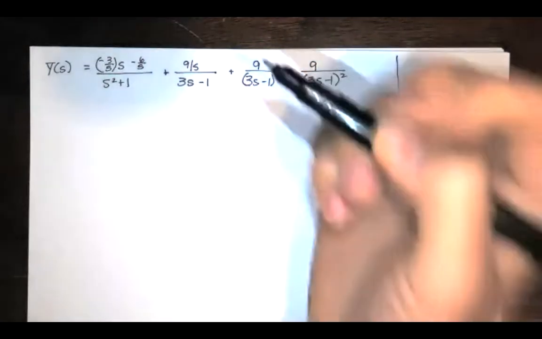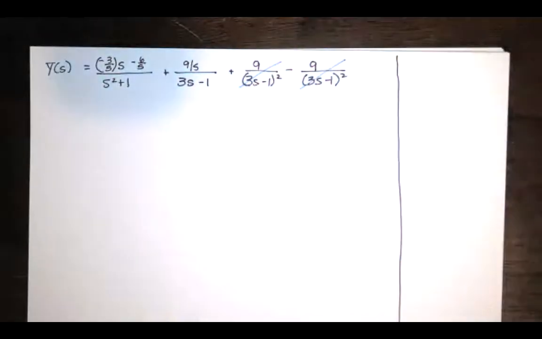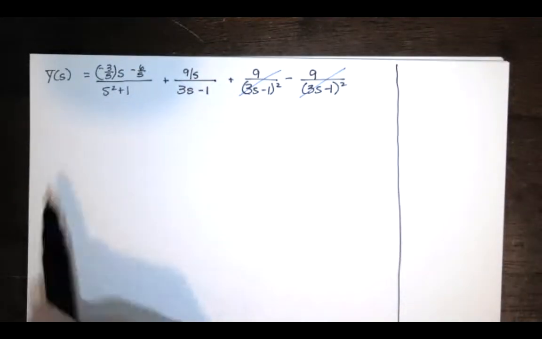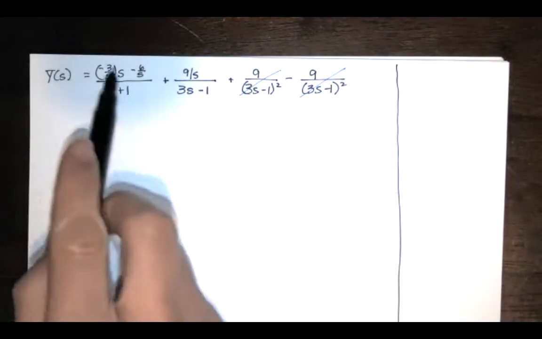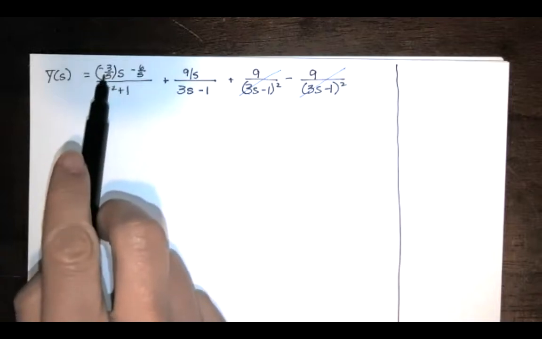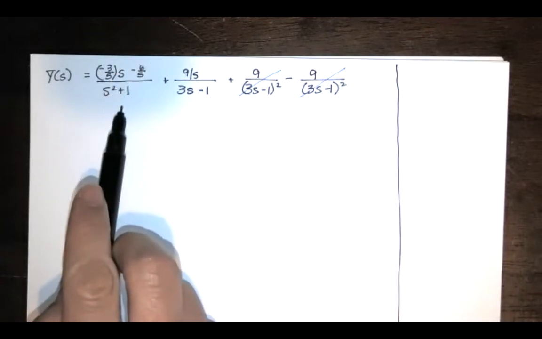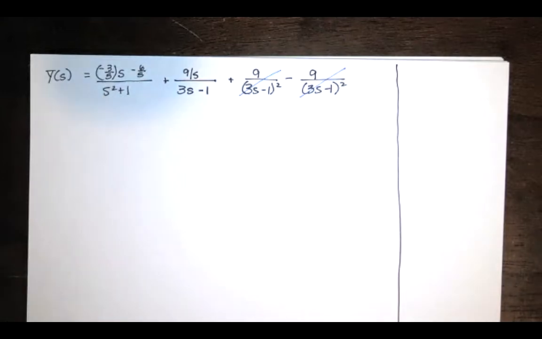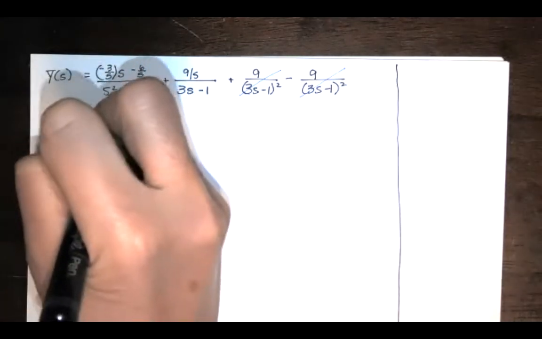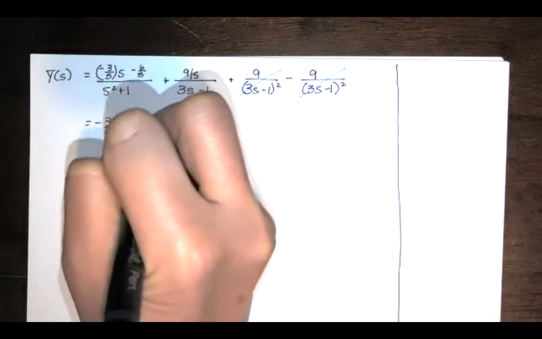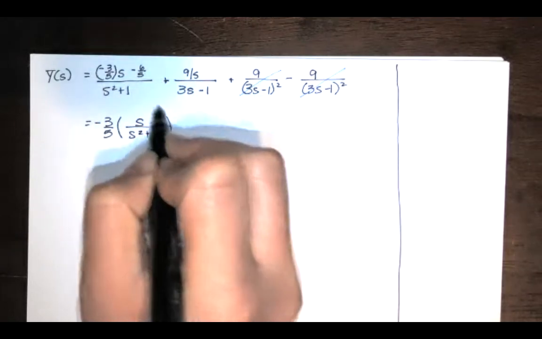And those are the same, but with opposite signs. So those reduce. And this turns out to be our Y of S. Now, I don't have a rule for this, but I have a rule for an S over S squared plus 1 and a constant over S squared plus 1. So I'm going to split this into 2 pieces. I'll have negative 3/5. I'll factor out that constant times S over S squared plus 1. So I've got a constant times something that I have a rule for.